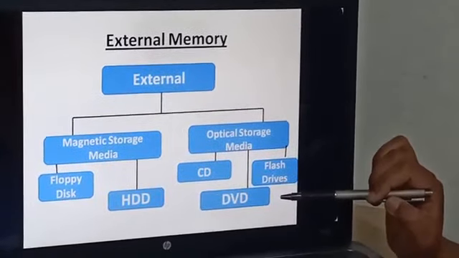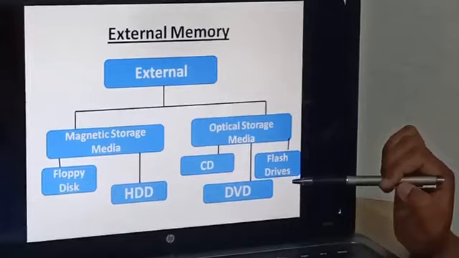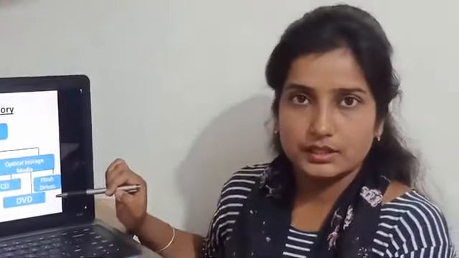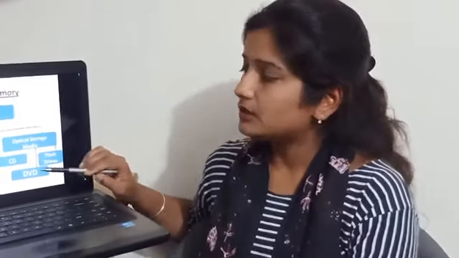CD and DVD are actually optical storage media. They use laser beams to store your data and to retrieve the data, and these are more portable. You can take them from one place to another easily, unlike a hard disk, but nowadays a hard disk can also be portable.